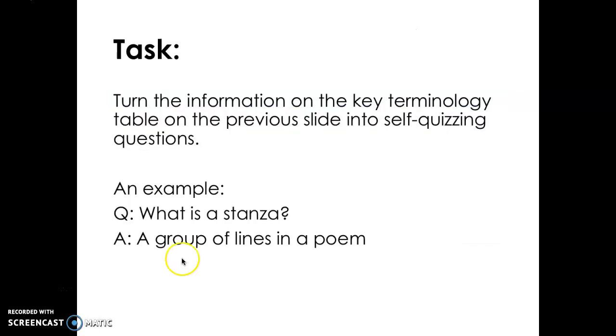How might you do this? As an example, my question could be, what is a stanza? My answer would be a group of lines in a poem. So it's up to you where you write these self-quizzing questions on a piece of paper. You might want to make your own flashcards. I would just suggest keeping the answer far away from the question, because if you can see the answer when you're reading the question, then you're not really testing yourself on what you do and do not know. But complete this task if you have some time left over.